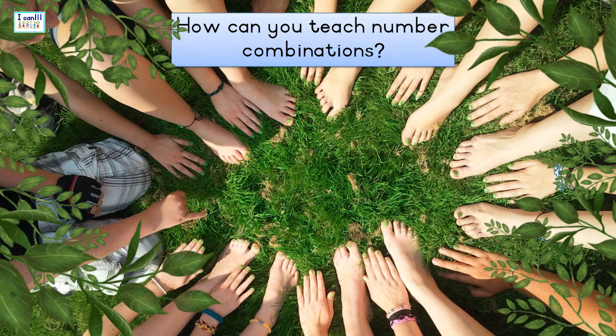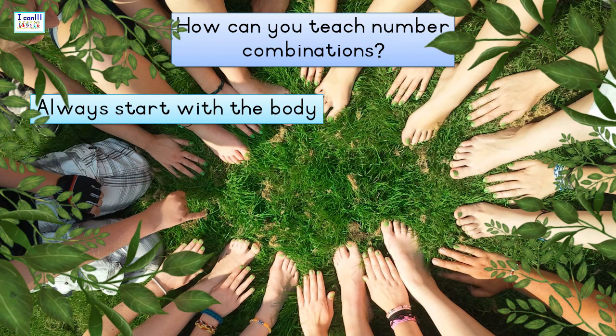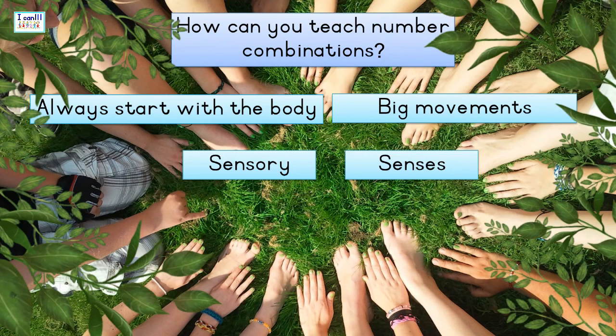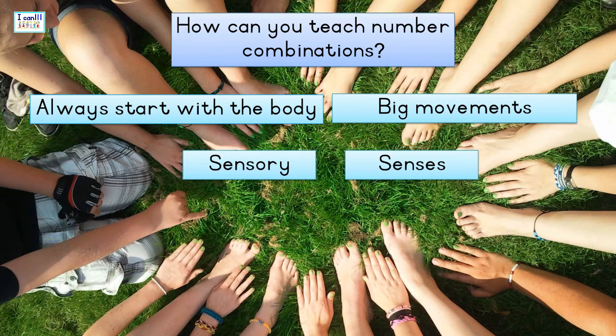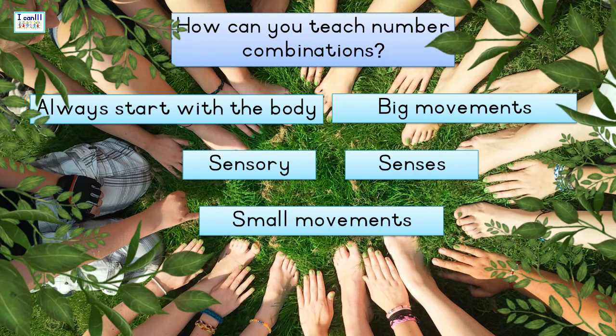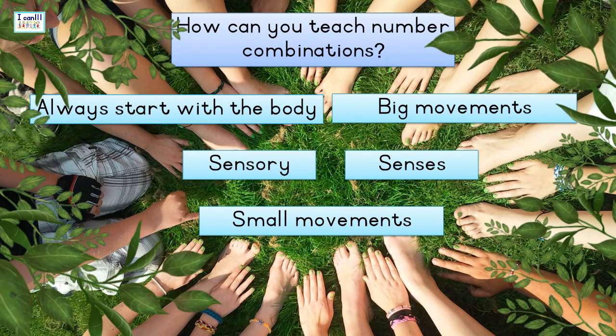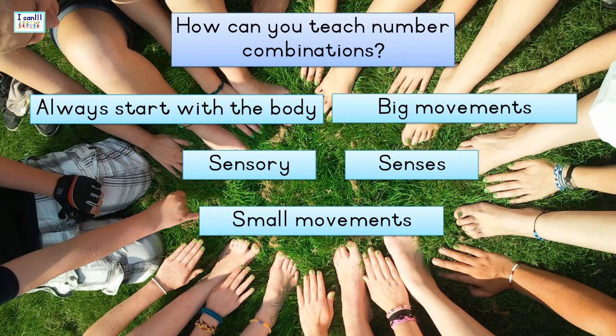How can you teach number combinations? Always start with the body. Use your body to make big movements. And then you can do sensory learning. That is when you learn new concepts like number combinations with your five senses. The last step is to do small movements, in other words, writing your answers in your workbook.